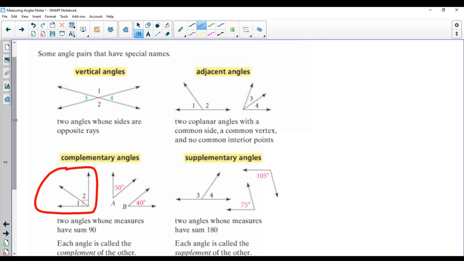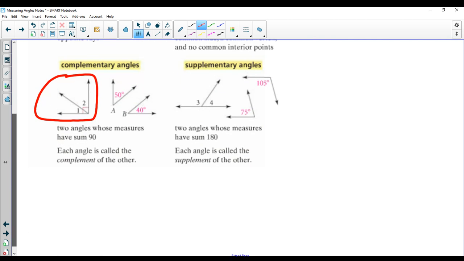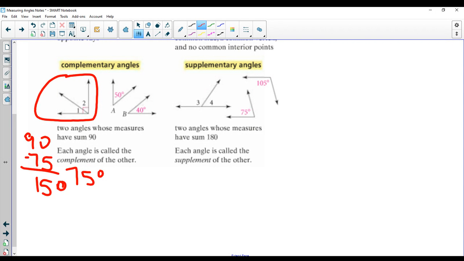Okay? So down here, if we were talking about these angles, this pair right here that I've got circled in red is adjacent. This is not. But they're both complementary, okay? Each angle is called the complement of the other one. So let's just say we have an angle out there that's 75 degrees. Okay? What would its complement be? So we want to know what its complement is. I would just take 90, subtract 75. That would be 15 degrees. That would be its complement. Okay?